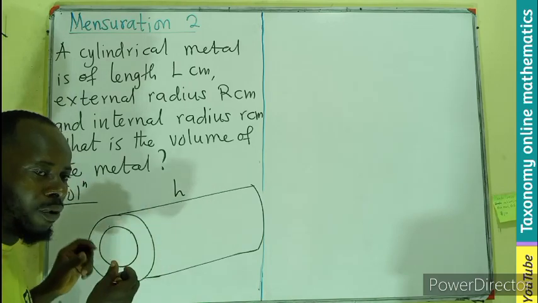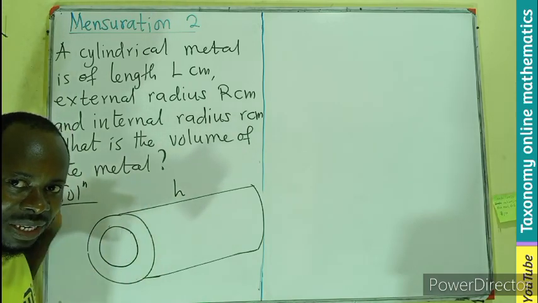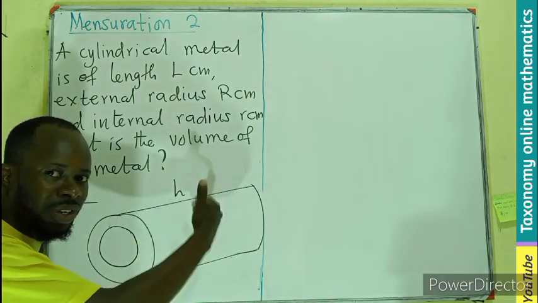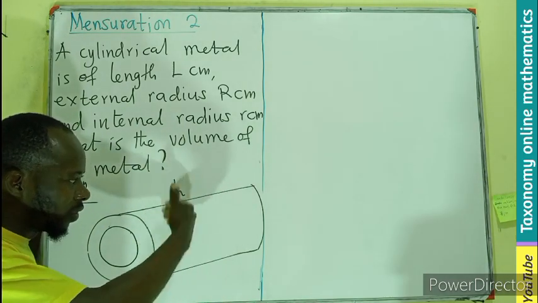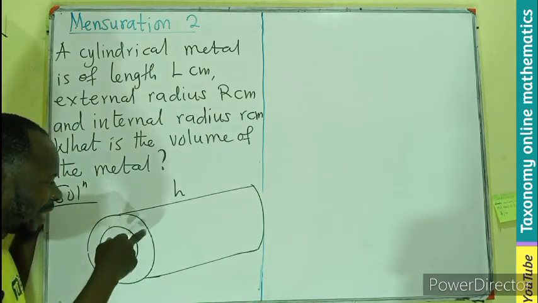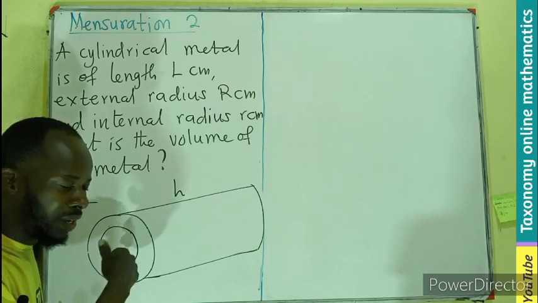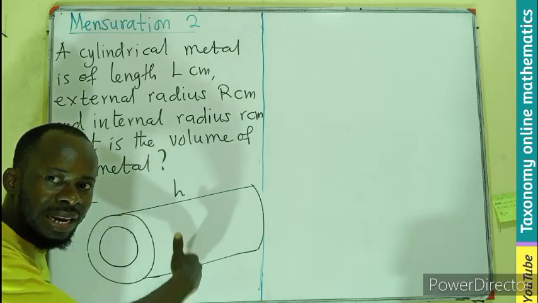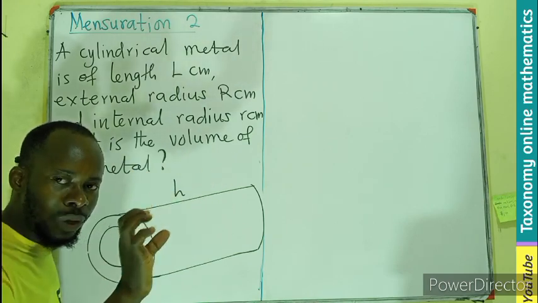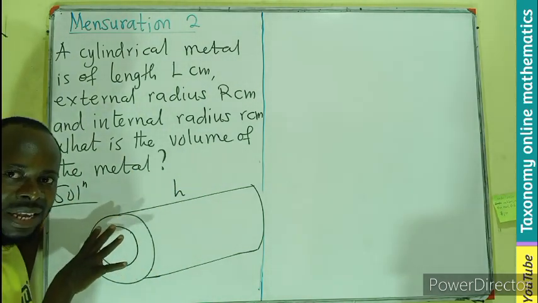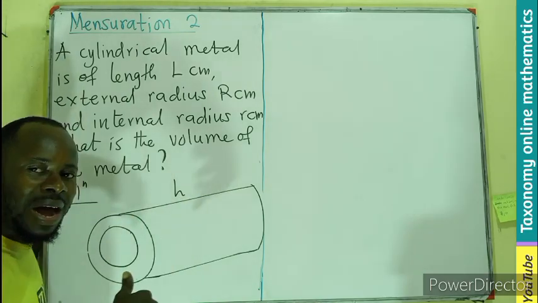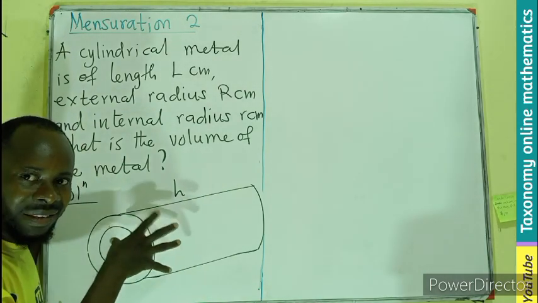Don't forget, to find the volume of a prism, we mentioned that the volume of a prism is the area of the cross section times the height. So the height is going to be used, then the area of the cross section. If we cut the cylinder into pieces, on the view, what will you see? In this case, you'll be seeing a circle. So the area of the circle times the height will give us the volume of the cylinder.